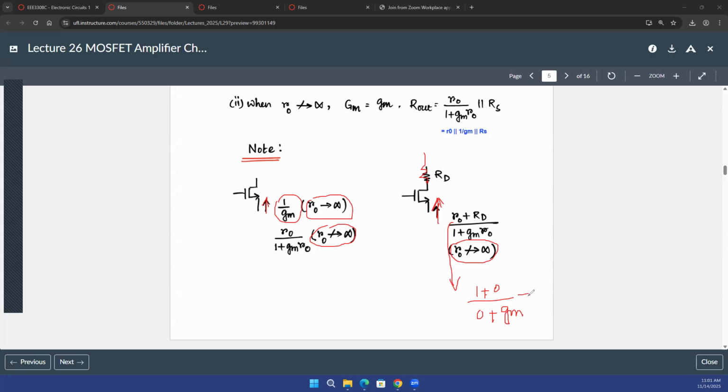So how much is that? That's just 1 over GM. So there is absolutely no effect of this RD on that 1 over GM resistance that you're seeing looking from the source if your RO is infinite. If your RO is not infinite, then you have to do a little bit more complex calculation. But if your RO is infinite, the resistance looking from the source is always going to be 1 upon GM.